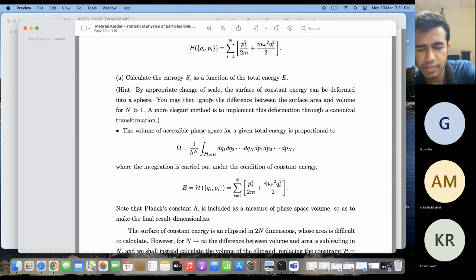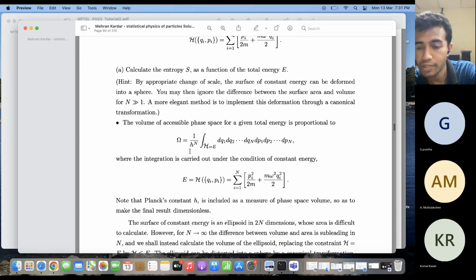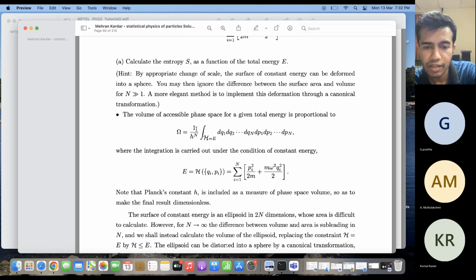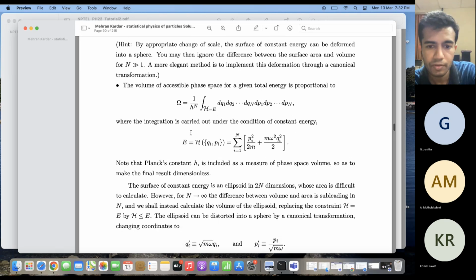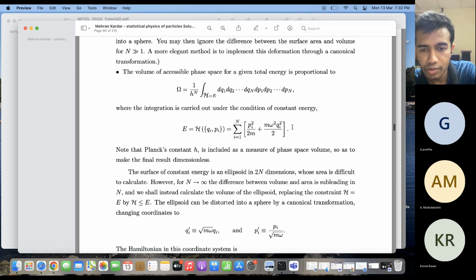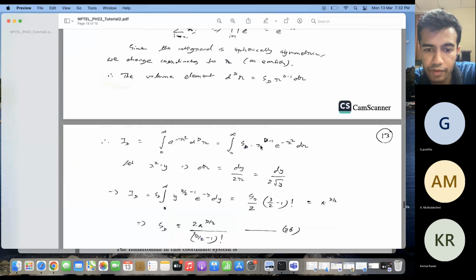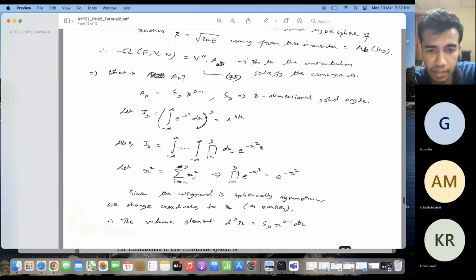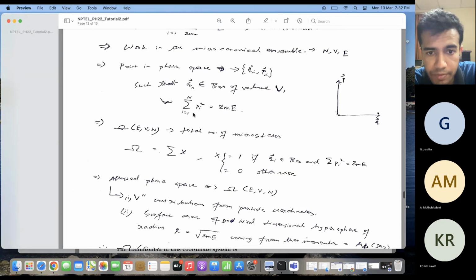So the available volume of phase space is basically 1 by h^n. h^n is a normalization factor, which I was telling you about earlier, the normalization of the volume of a phase space element. If I consider that to be h, then I should normalize by 1 by h^n. And this integral gives me the total volume of phase space over here. This is the energy constraint on the particles. So earlier, in the case of ideal gas particles, my constraint was the summation of pi squared equal to 2mE.